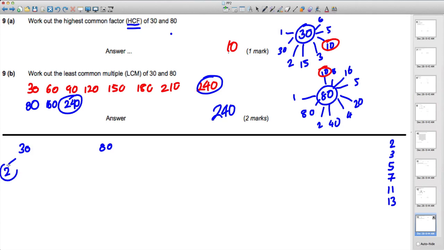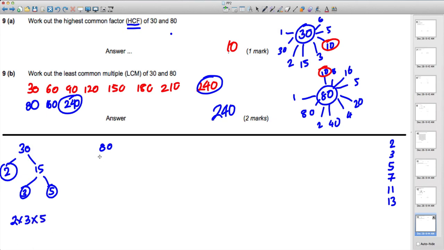Does 2 go into it? Yes, 15 times. Is 15 prime? No. Does 2 go into it? No. Does 3? Yes, circle it, and it goes in 5 times, and 5 is prime. So 30 is therefore 2 times 3 times 5.